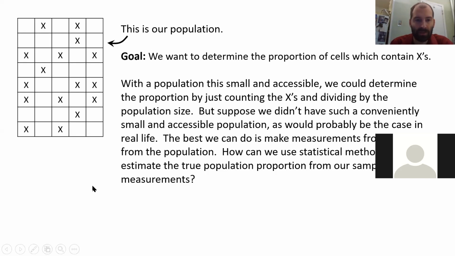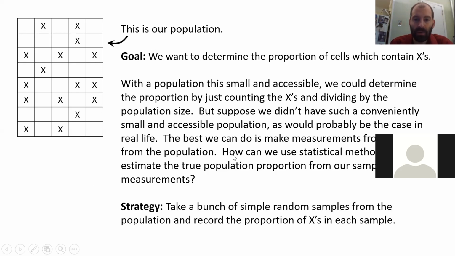How can we use statistical methods to estimate the true population proportion from our sample measurements? That's what we want to talk about here. Well, here's the strategy. We're going to take a bunch of simple random samples. Those are samples that are just completely randomly determined from the population, and record the proportion of x's in each sample. So that's what you do in real life. You take a sample and look at the proportion in that sample. So that's what we'll do here, okay?